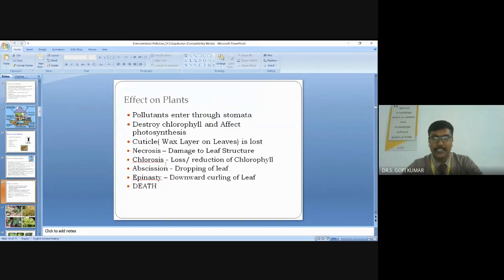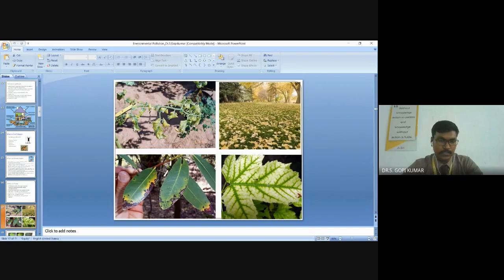So, considering plants, the respective effects of air pollution are those toxic pollutants such as sulfur dioxide and carbon monoxide. Those pollutants enter into the stomata of the leaf, and they destroy chlorophyll and affect the photosynthesis process. And typical images were shown of how leaves get affected due to air pollution.